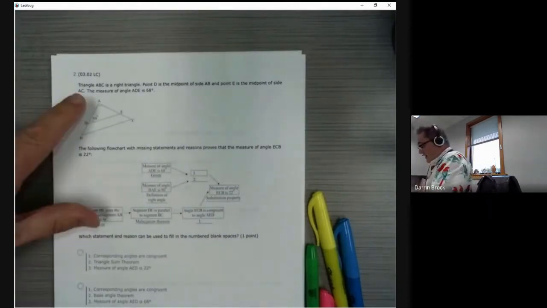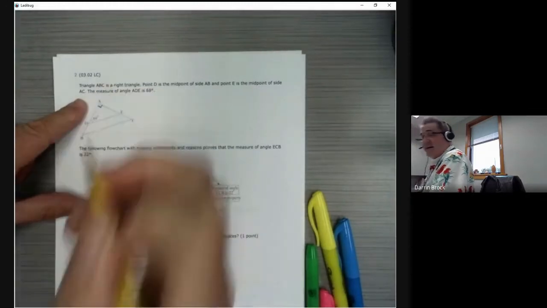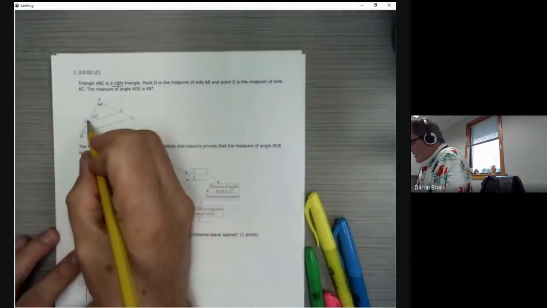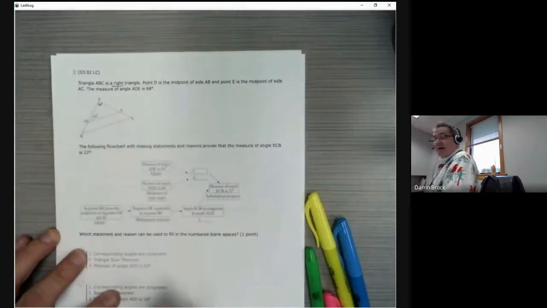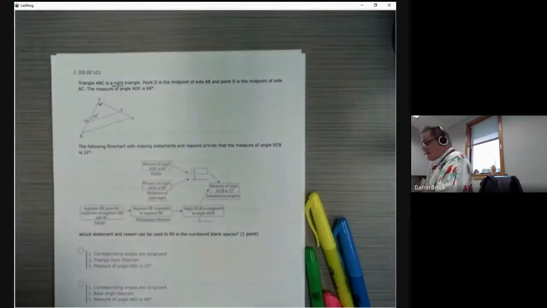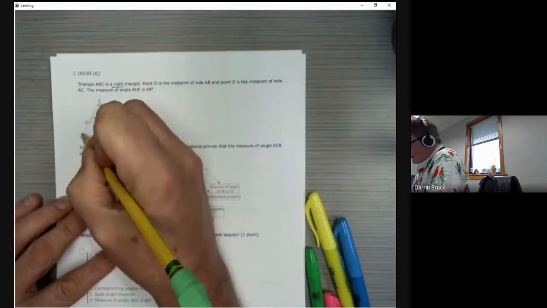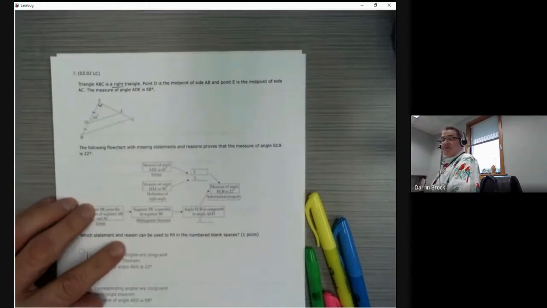Okay, this is triangle ABC is a right triangle. So that means this is a 90-degree angle, because it's a right triangle. Point D right here is the midpoint of AB, from here to here. Now, in the drawing, that certainly does not appear to be true. D is supposed to be in the middle between A and B, which means this is the same distance as that. We look at that and we said, no, it's not.